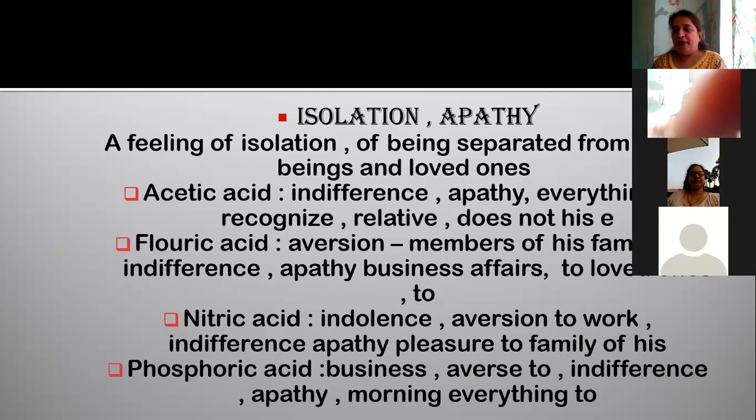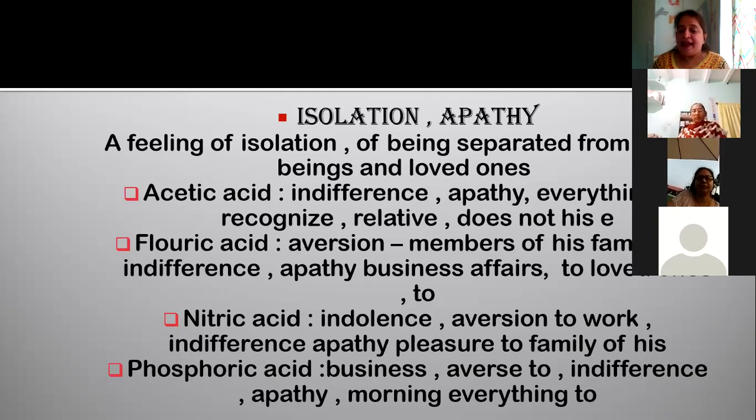Then indifference, apathy, a feeling of isolation, of being separated from the loved ones. Acetic acid has indifference, apathy, even his relatives he does not recognize. The fluoric acid has aversion to members of his family. As I said, they cannot be committed to a particular relationship. There is indifference, apathy, to business affairs and to loved ones too.